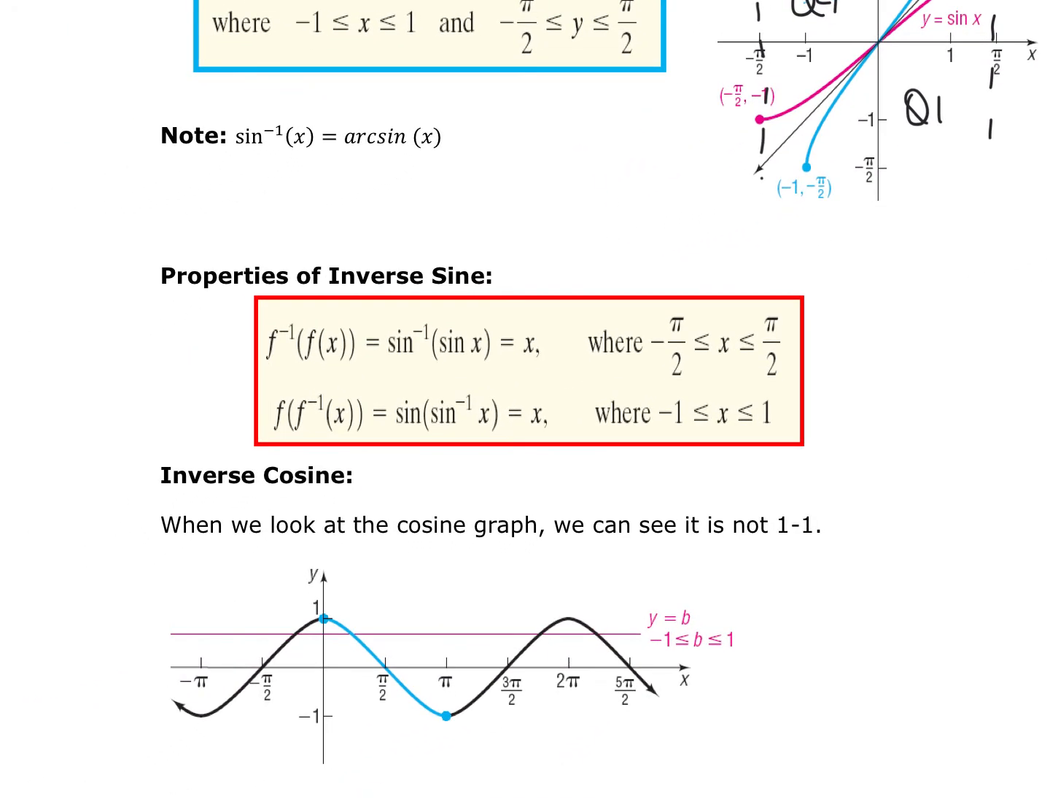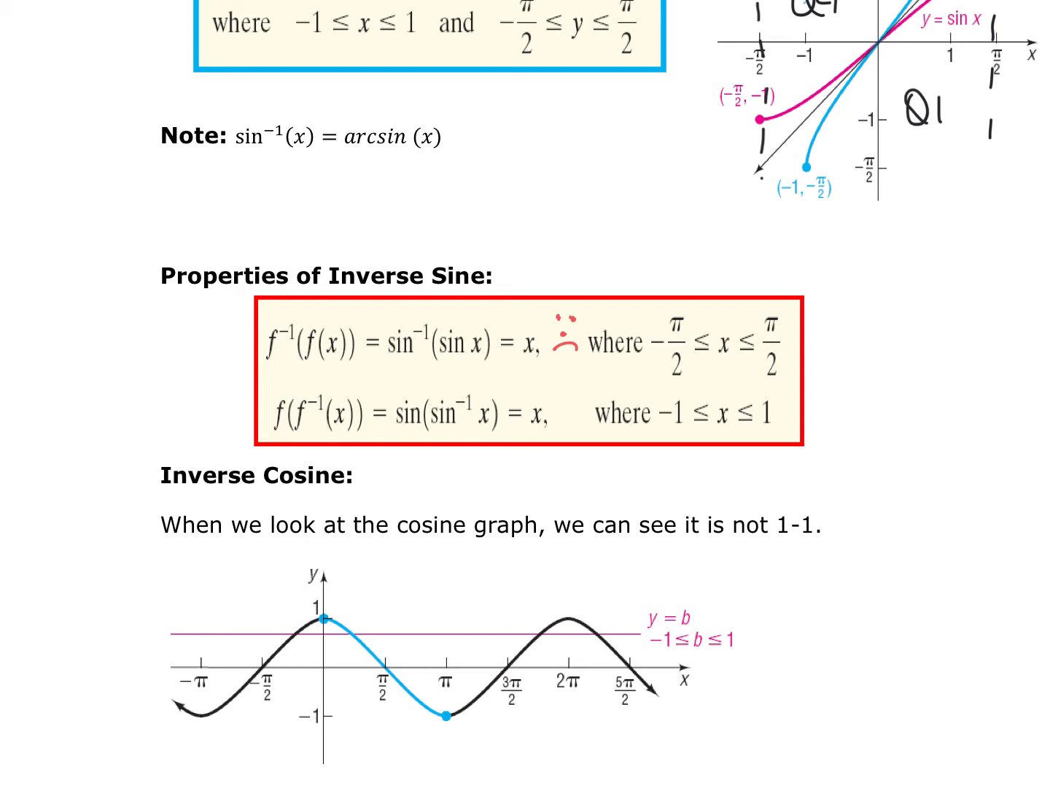We also get this. Here are some more properties. So f inverse of f of x, the composition, is the sine inverse of sine, and it will equal x, provided that this angle lies between negative pi halves and pi halves. This is the one that makes us unhappy. This is the 'I'm not so happy' one, because sometimes it works out and sometimes it doesn't.